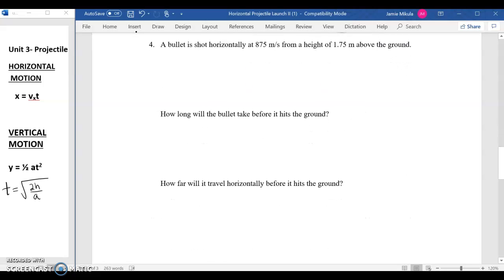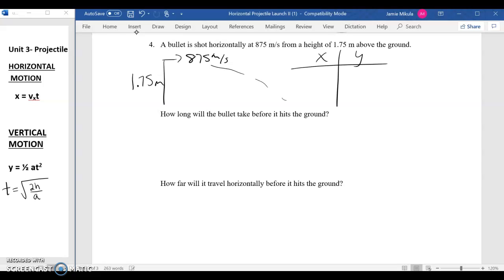Okay, number 4, a bullet is shot horizontally. So it's shot out at 875 meters per second from a height of 1.75 meters above the ground. That bullet's going to go out. x, y. In the x direction, we have the velocity of 875. In the y direction, we have the distance that you're above the ground of 1.75 meters. Gravity.